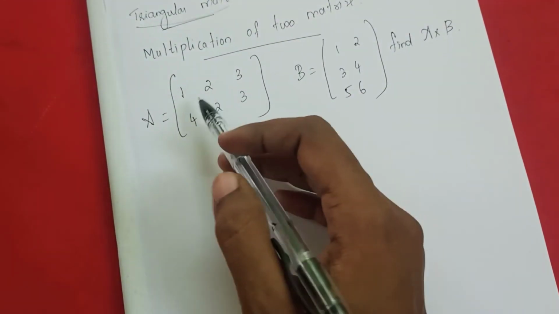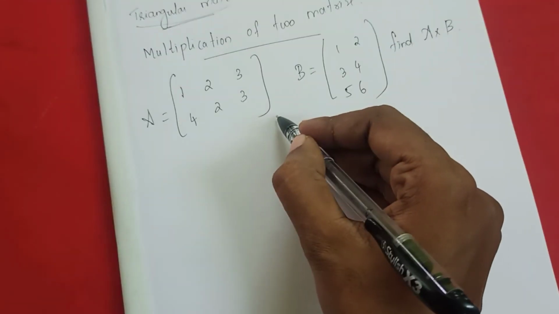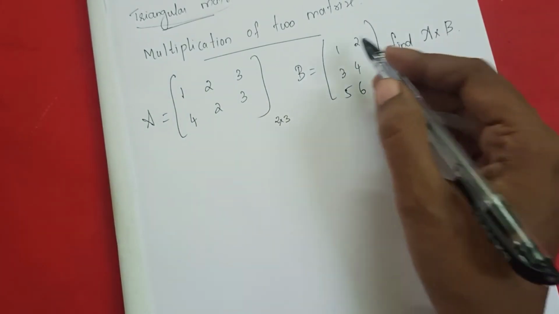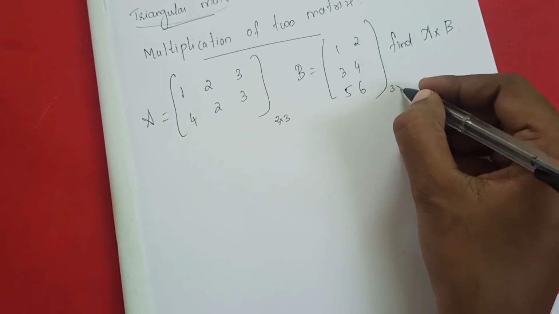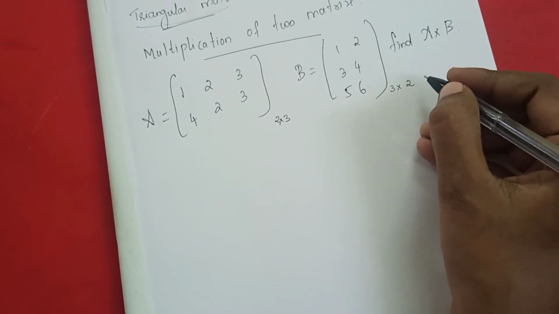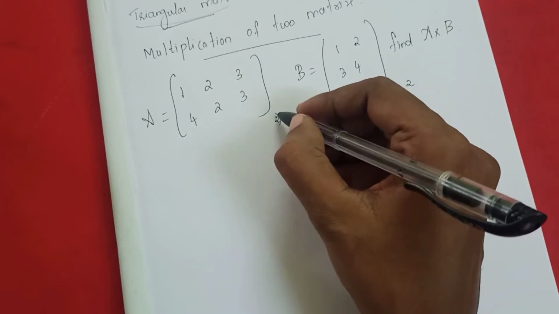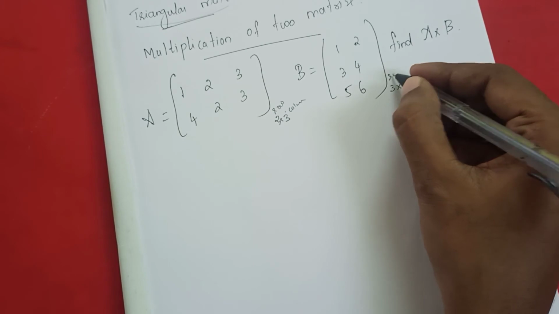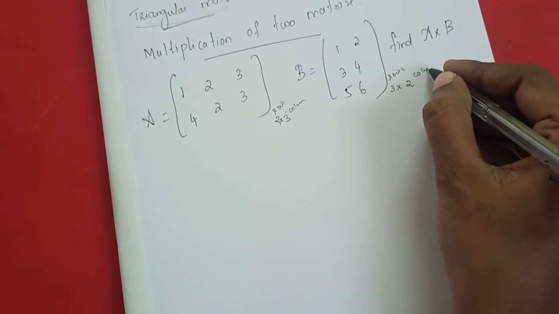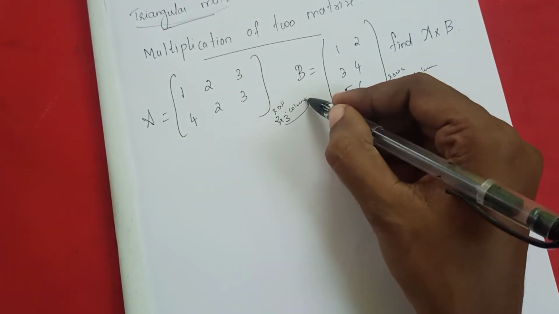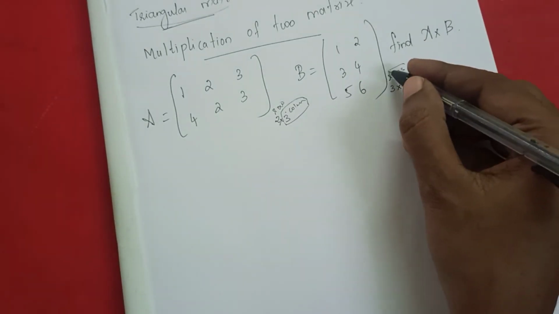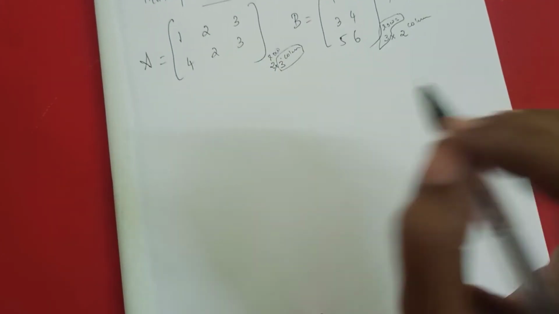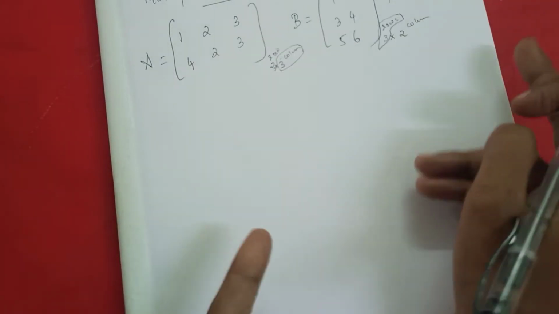Okay, first you need to check. How many rows are there? 2 rows. How many columns? 3 columns. Same for the other: how many rows? 3 rows, 2 columns. I have told you the number of columns in the first matrix must be equal to the number of rows in the second matrix. Is the condition satisfied? Okay, so the condition is correct, so we can find A cross B.